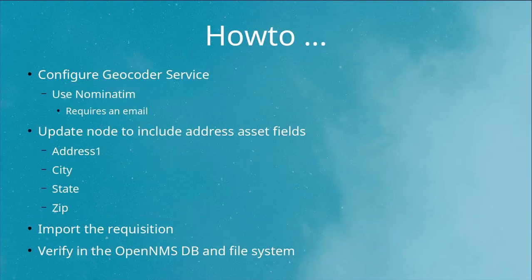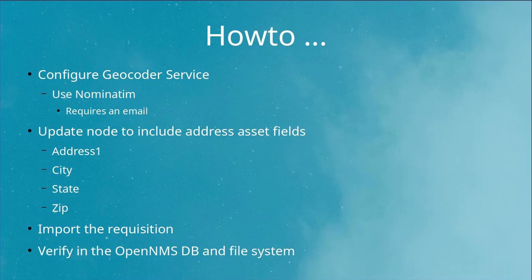The process is straightforward. The geocoder service is first configured. This tutorial will use Nominatum. From the Nominatum documentation, Nominatum is a tool to search OpenStreetMap (OSM) data by name and address and to generate synthetic addresses of OSM points. Nominatum requires an email to function. The other geocoder services OpenNMS uses, Google and MapQuest, both require an API key.